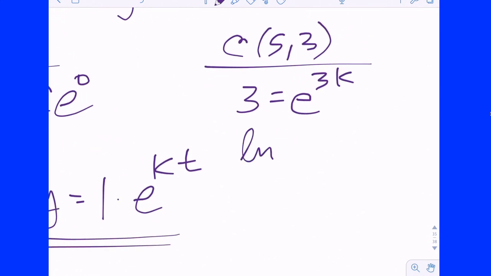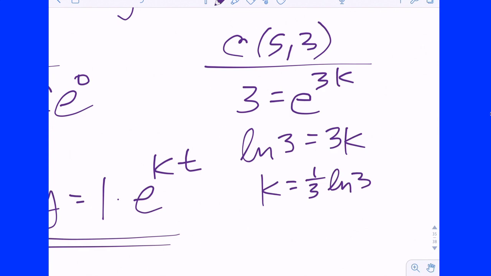Ln, anyone? Ln both sides. Natural log of 3 equals the natural log of e to the blob, which is the blob. So k would equal natural log of 3 over 3, or 1/3 natural log of 3. There's your k.